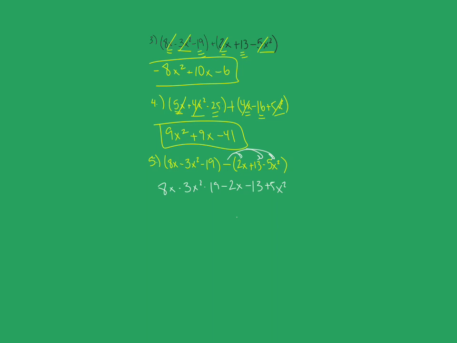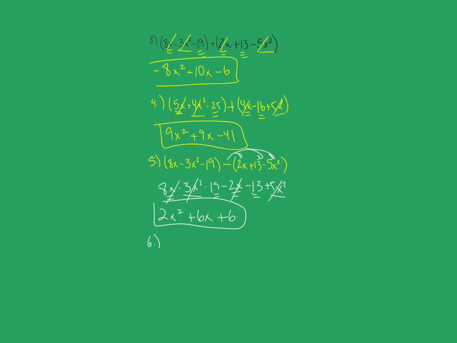The most common mistake I see is a lot of people think that the negative sign in front of the parentheses makes everything negative. It does not. It changes all the signs in that parentheses. So I have minus 3x squared plus 5x squared. I'm going to get 2x squared. I have 8x minus 2x to get plus 6x. 19 minus 13 is 6. So that's it for 5.